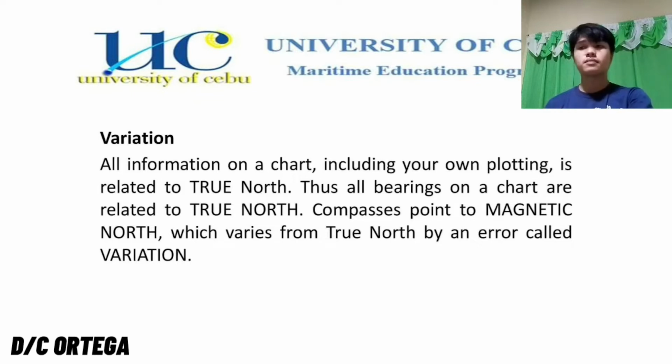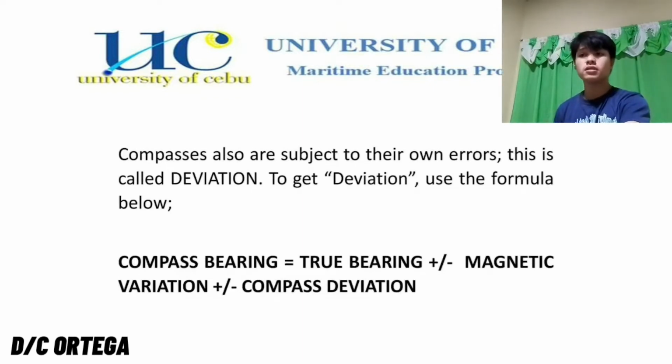Next, variation. All information on the chart, including your own plotting, is related to true north. Thus, all bearings on the chart are related to true north. Compasses point to magnetic north, which varies from true north by an error called variation. Compasses are also subject to their own errors, called deviation.